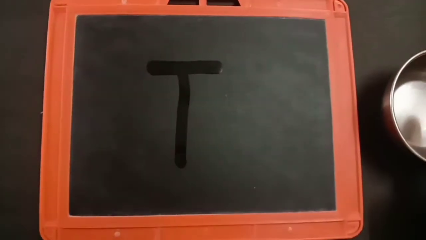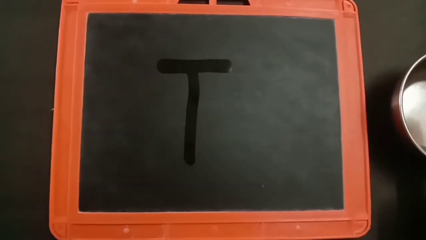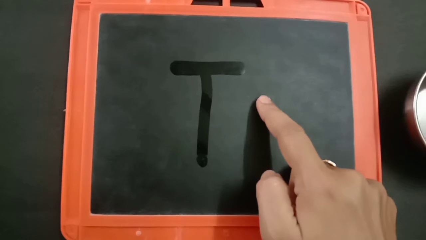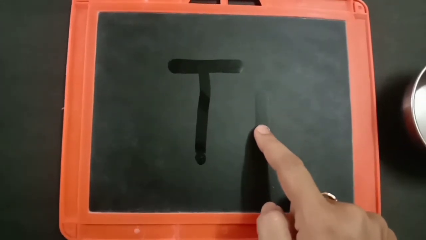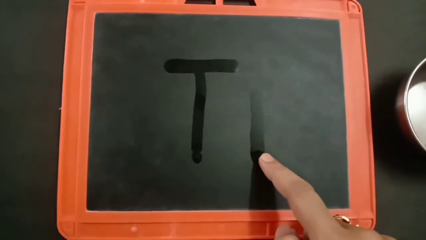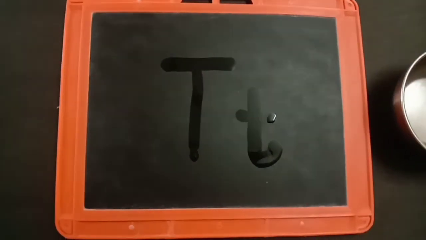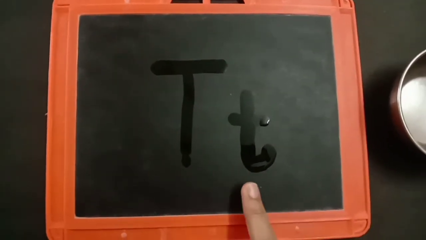Then again dip your first finger in the bowl and write small t. Make a standing line, a little curve and a slipping line. Capital T, small t.